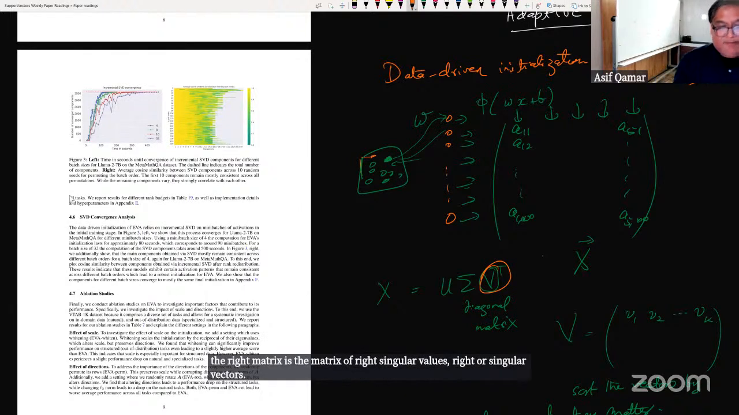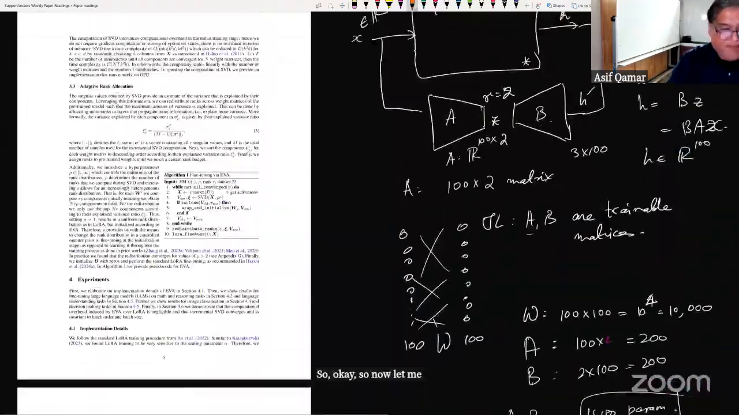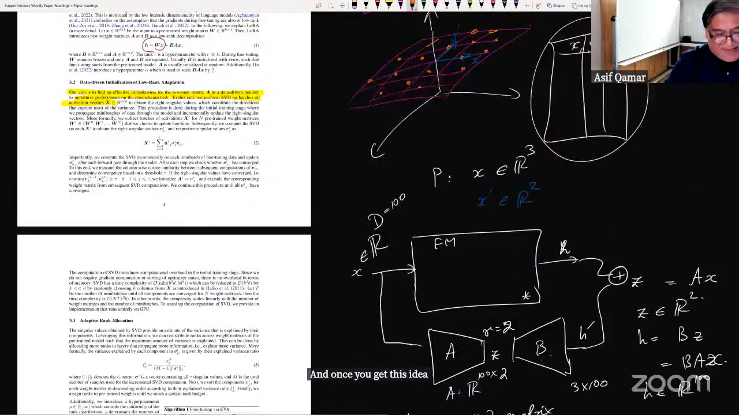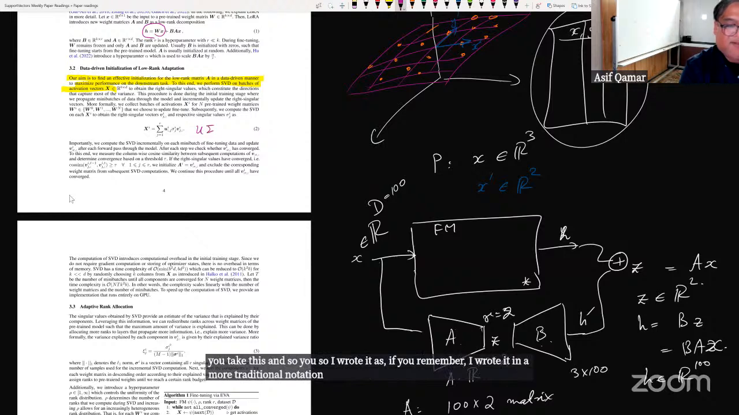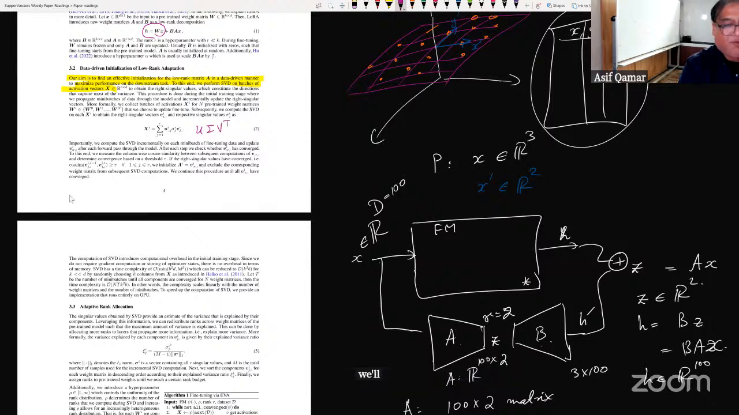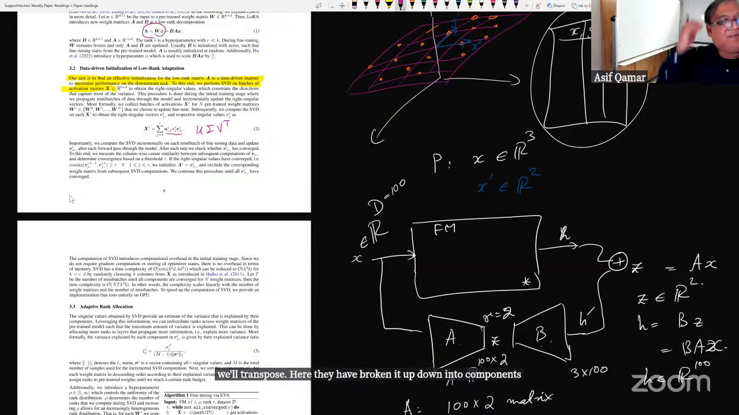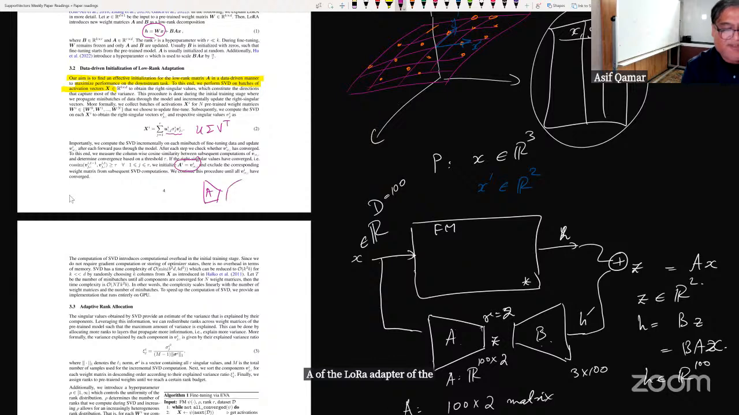So, okay, now let me go back to the paper. And once you get this idea, guys, the main idea of the paper is just in 2 pages. I wrote it in a more traditional notation, U sigma V transpose. Here they have broken that matrix down into components. So U sigma, and little v, that's the main idea. Basically they are saying to initialize the A of the LoRA adapter to the right singular vectors.